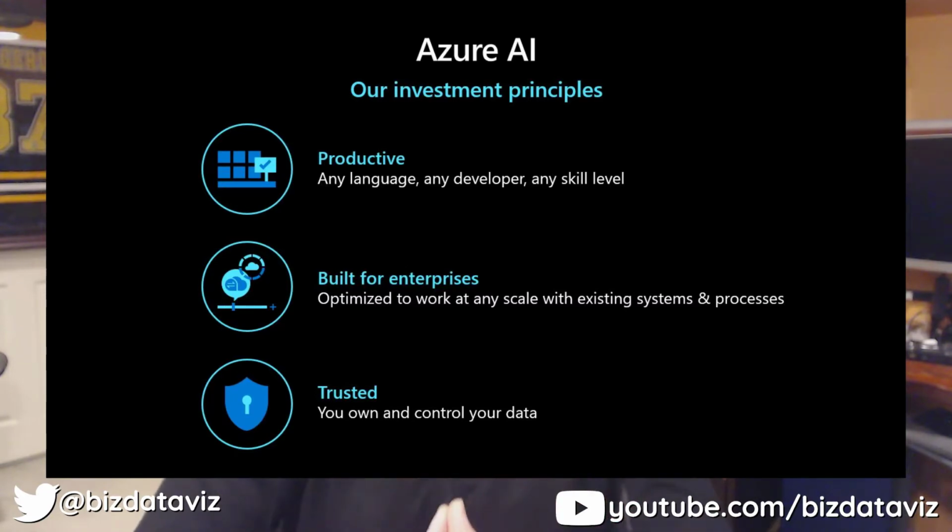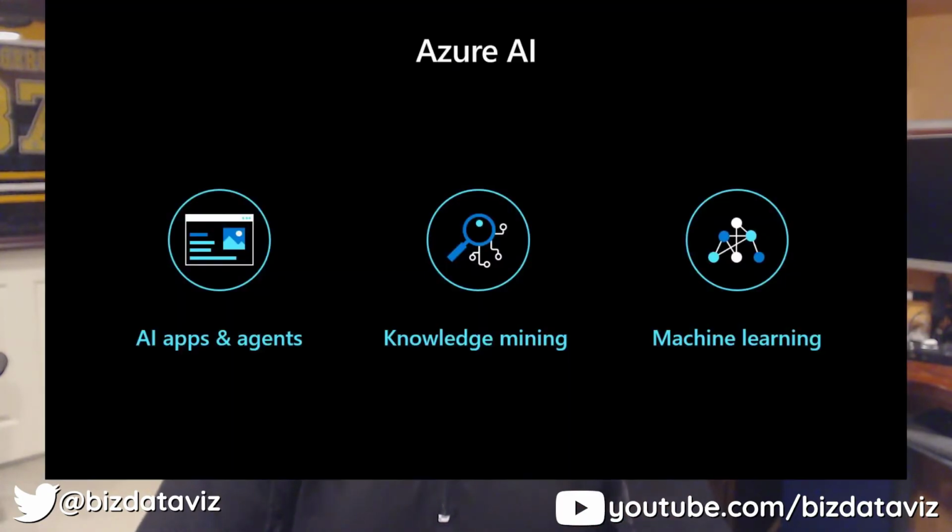With that in mind, there are also three main focus areas of AI solutions that are provided in Azure. Today, we're going to focus on the discussions around AI apps and agents, or cognitive services and bots, which you can think of as your human-to-computer interaction through chatbots, voice, and websites. In another video down the road, we'll cover knowledge mining, which really equates to the next generation of enterprise search.